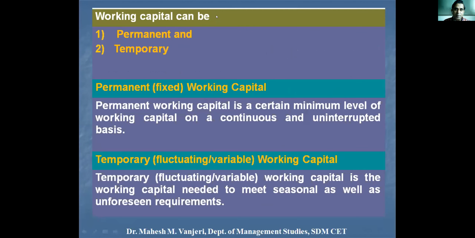Next topic is that working capital can be permanent or temporary. Let us learn what permanent working capital is first. Permanent working capital is a certain minimum level of working capital on a continuous and uninterrupted basis. And temporary working capital, which is also called fluctuating working capital or variable working capital, is the working capital needed to meet seasonal as well as unforeseen requirements.